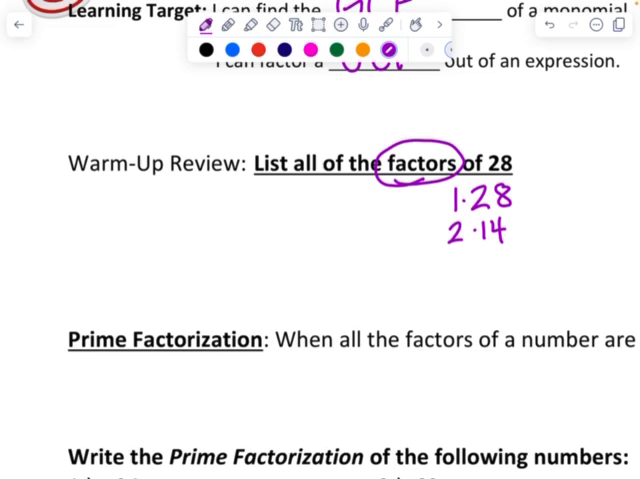4, we got 28. We can do 28 divided by 4 if we're not sure. We get 7. I can test out 5. It doesn't work. 6 doesn't work. And now I'm ready to test 7. Well, I already have it listed. So these are all of the factors of 28.